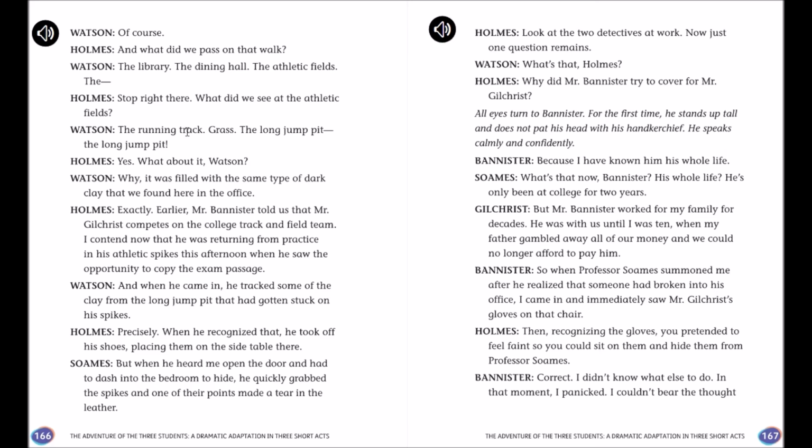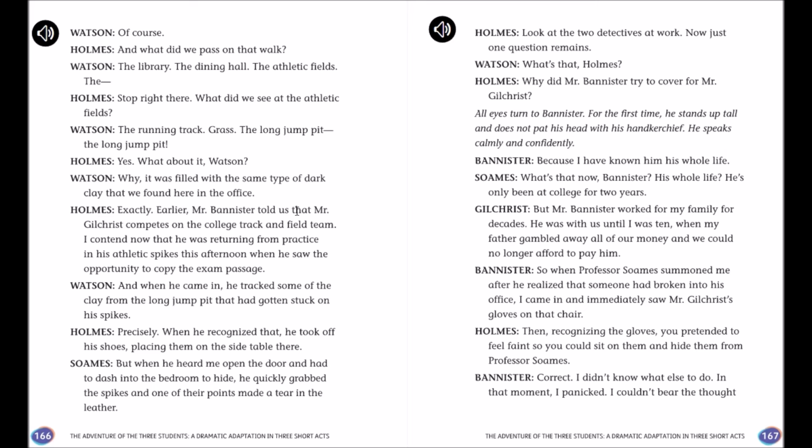Watson: The running track, grass, the long jump pit. The long jump pit. Holmes: Yes. What about it, Watson? Watson: Why, it was filled with the same type of dark clay that we found here in the office. Holmes: Exactly.